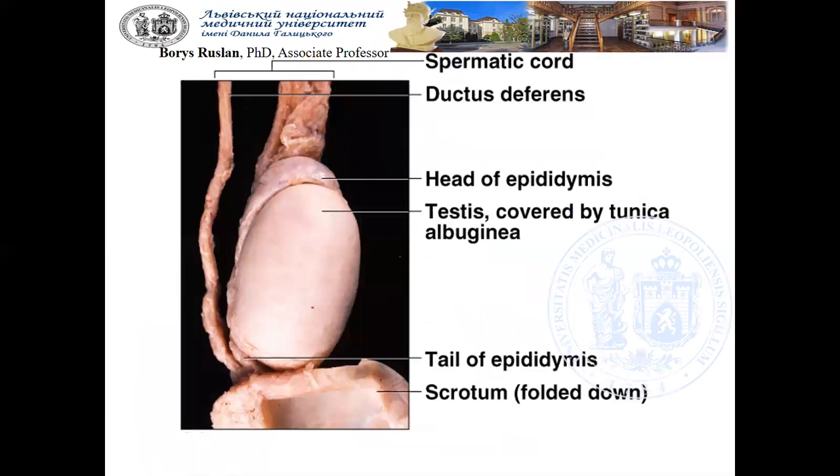Fine. What about this picture? This picture is about the testis, right? So you can see the spermatic cord. You can see the ductus deferens, epididymis. This one, all of this is epididymis, and the scrotum, in which place the testis is located.